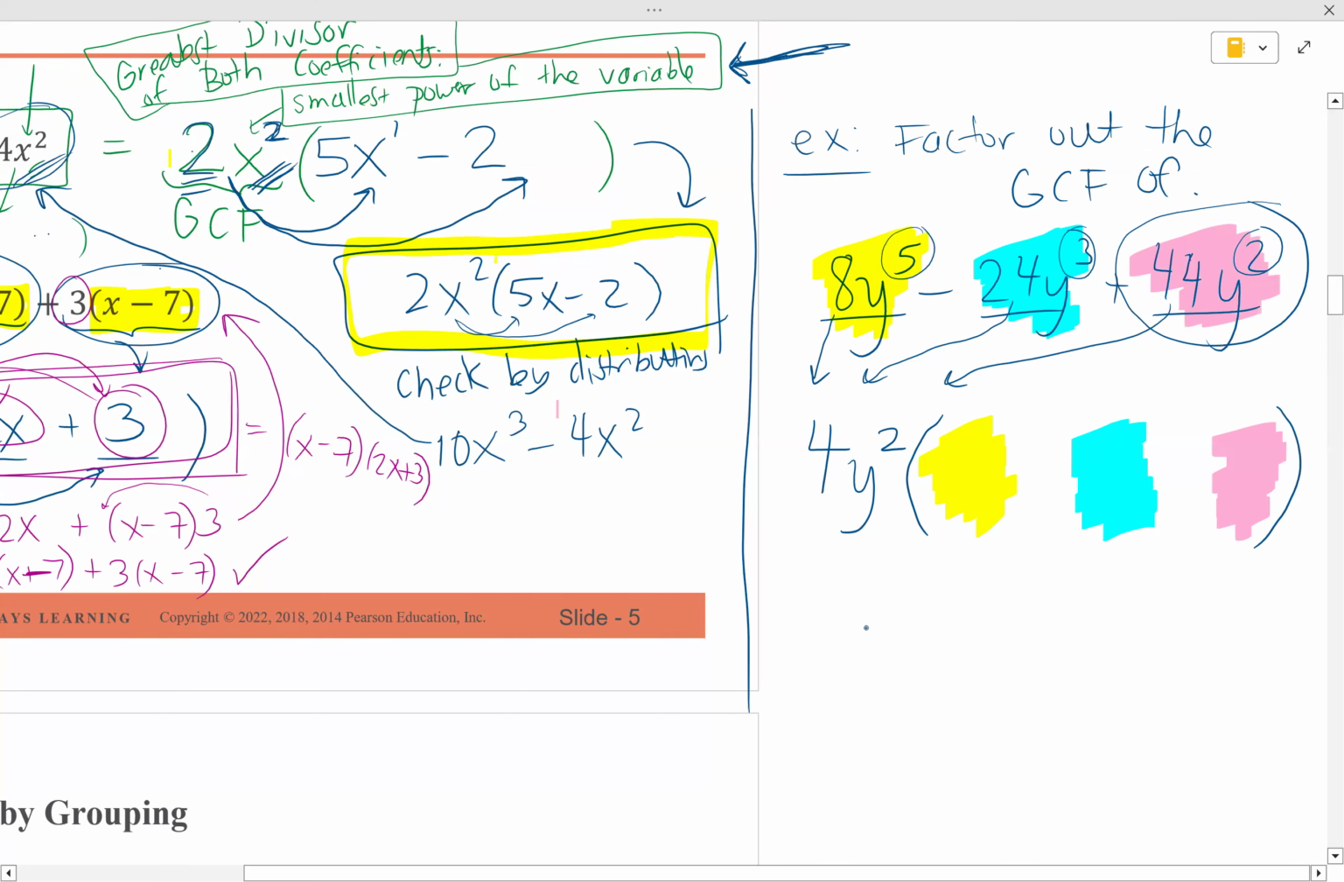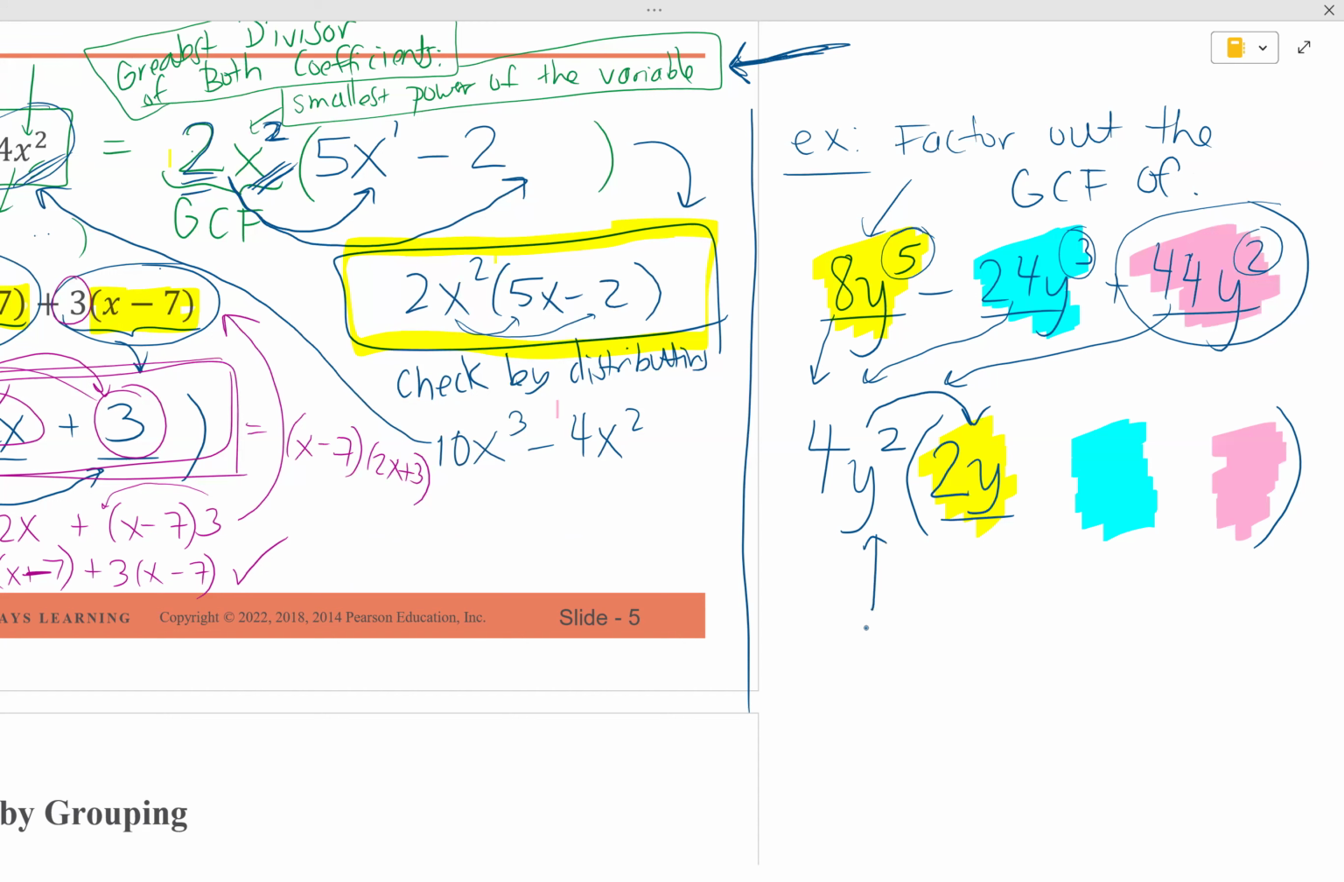I just have to, like I said, reverse engineer it. 4y to the 2nd power times what would be this first term, 8y to the 5th power? So I could focus on one thing at a time. How about coefficient-wise? 4 times what makes 8? 4 times 2 would be 8. How about the y's? I have 2 y's. How many more y's would I have to add to it to give me 5? 2 plus what is 5? That would be 3. There we go.